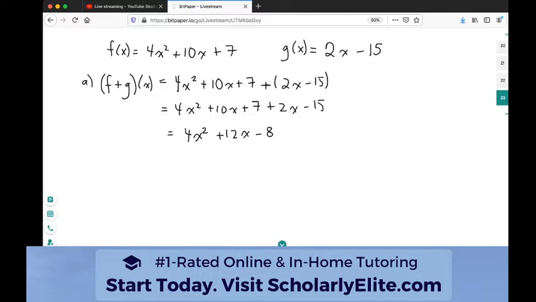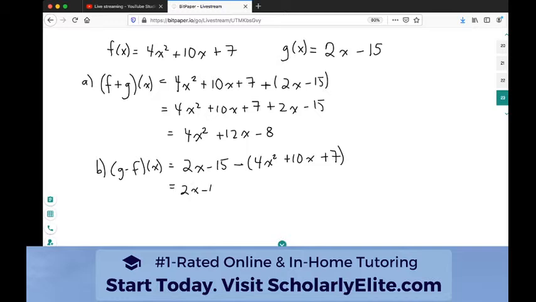And you'll see what I mean as we go down the line. Now let's try g minus f of x. So that's going to be 2x minus 15 minus 4x squared plus 10x plus 7. So let's go ahead and see what that affects, that's going to be a different answer, obviously.